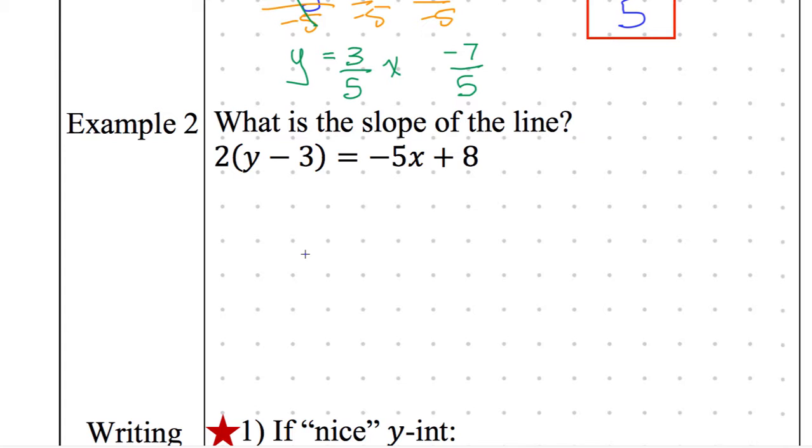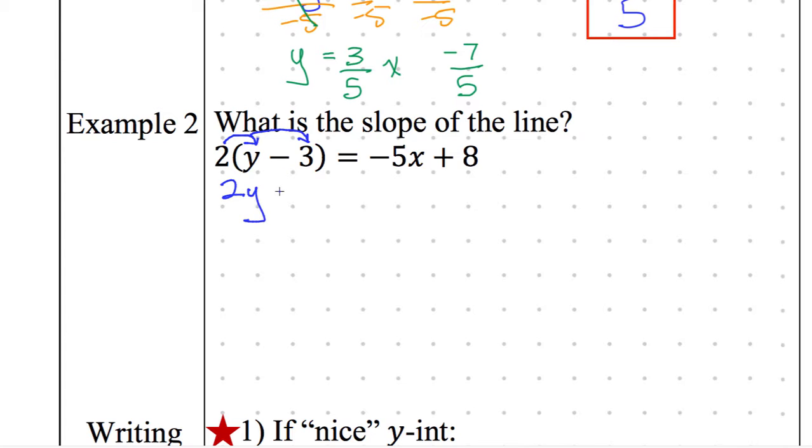Next, example 2. Same thing. Get it into slope-intercept form. Look for that coefficient. You guys are helping me through this. What should I do first? Sergio. Simplify. Simplify by doing what? So we're going to just distribute that 2. Thank you, Jose. What do I get when I distribute that 2, Sergio?